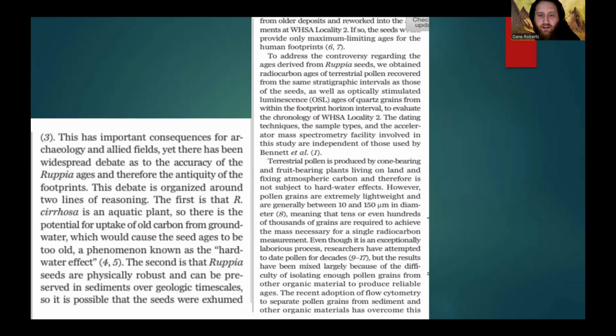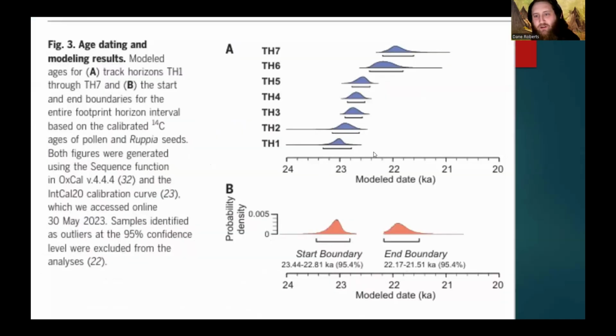And the age that they determined using the Ruppia seeds as well as the terrestrial pollen from cone bearing and fruit bearing plants was an age of around 21 to 23,000 years ago, give or take. Plus or minus a few years is what we usually say when we look at carbon 14 dating. And you can see that in this table here and here.